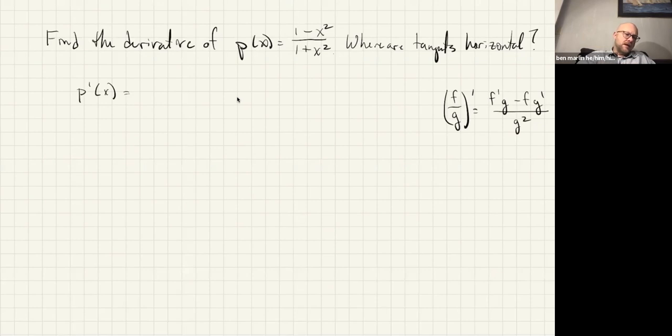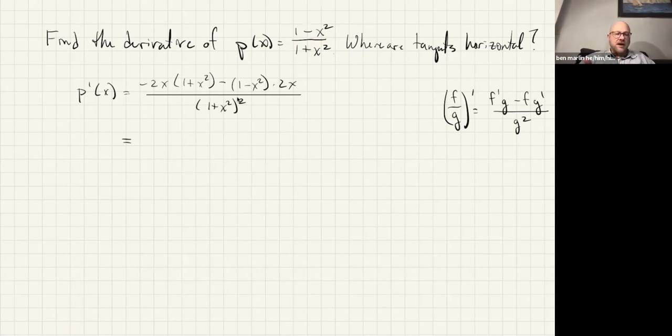So if we're doing that for this thing here, then we have to take the derivative of the top, and the top is this 1 minus x squared. The derivative then is minus 2x times this 1 plus x squared minus, now you leave the 1 minus x squared alone, and then you take the derivative of the bottom, which is a plus 2x. And we're going to divide all that by the 1 plus x squared squared.